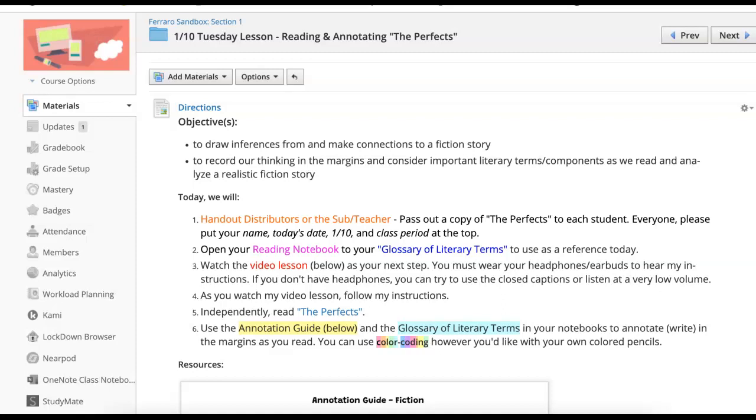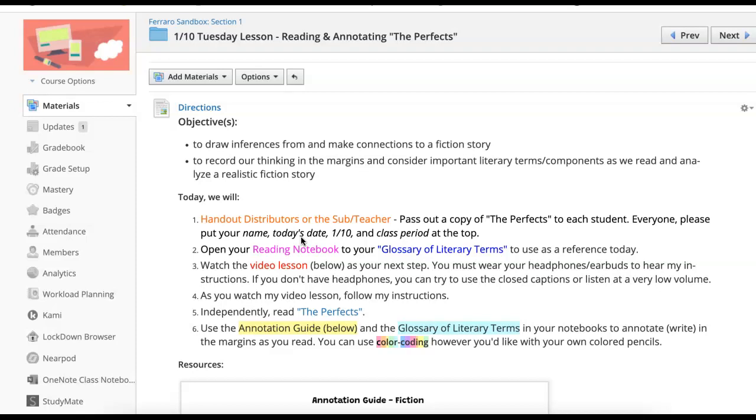Hi everyone. So you just finished your do now, and now we're going to start reading the story, which connects to all of those statements that you were just thinking about. So our goal for today is to read the realistic fiction story called The Perfects, which is also linked here on Schoology. And we're going to annotate.